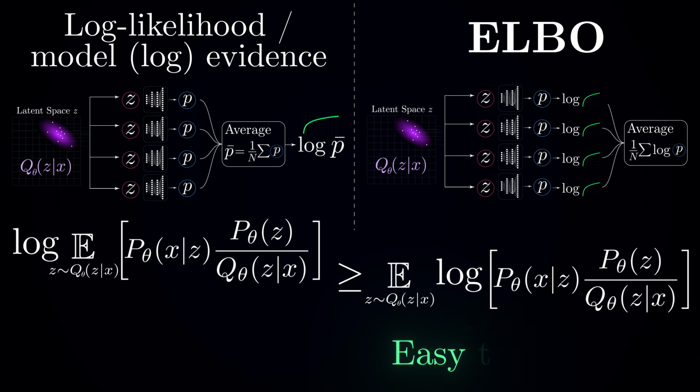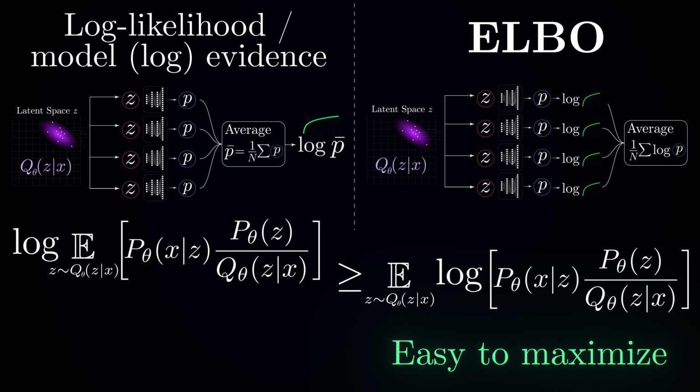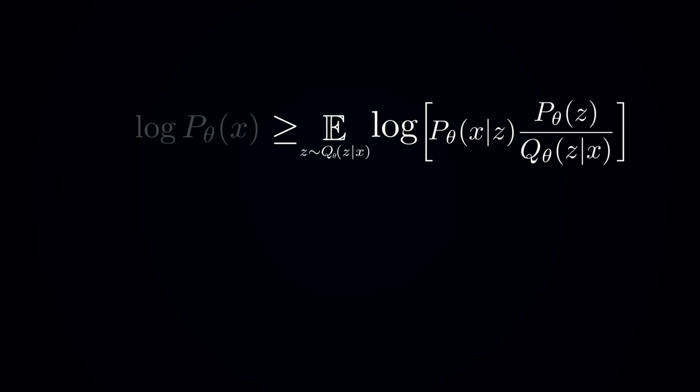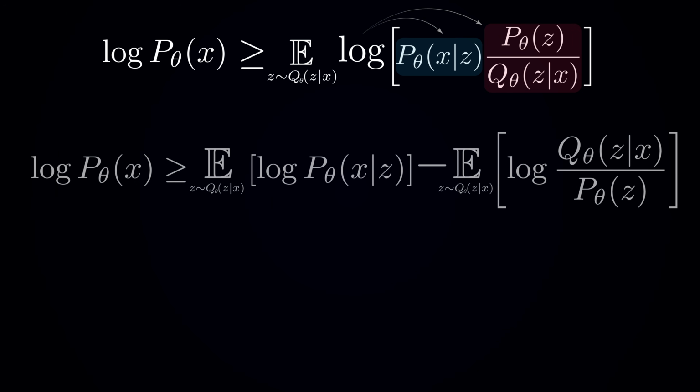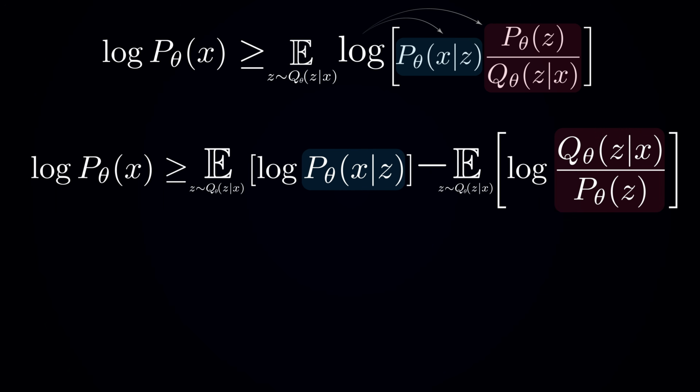If we push to maximize this lower bound, we are guaranteed to also increase our original objective. But the good thing is that maximizing this lower bound is computationally much easier, and it also leads to several conceptual insights if we unpack this formula. Using the properties of logarithms, and splitting this into 2 terms, we arrive at a beautiful interpretation of this formula.